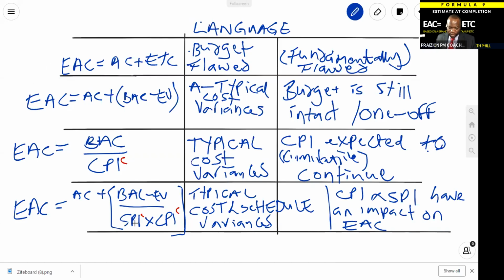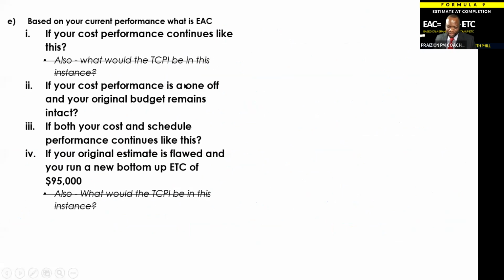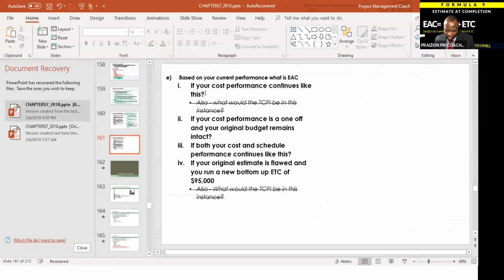All right. So with that said, we are done with EAC. I'm wishing and hoping we're done with TCPI, but no, we still got to face that beast. So let's go back to our little drawing board here. It says, what would the TCPI be in this instance? So let's address question 1, where it's talking about the TCPI. For that reason, I have to get that strike through off so that we can see it clearly.